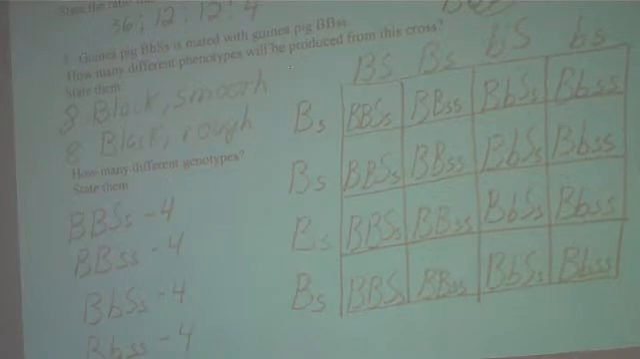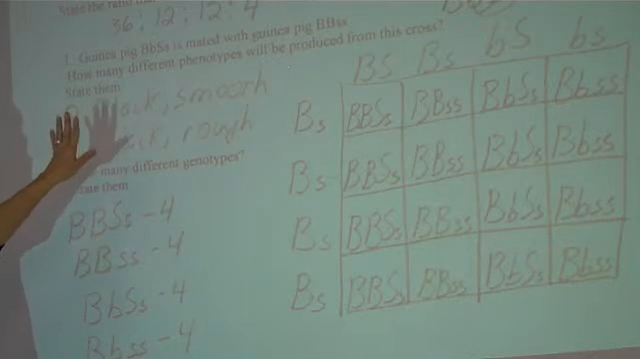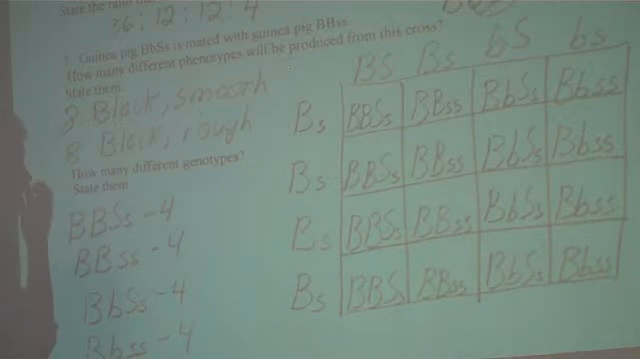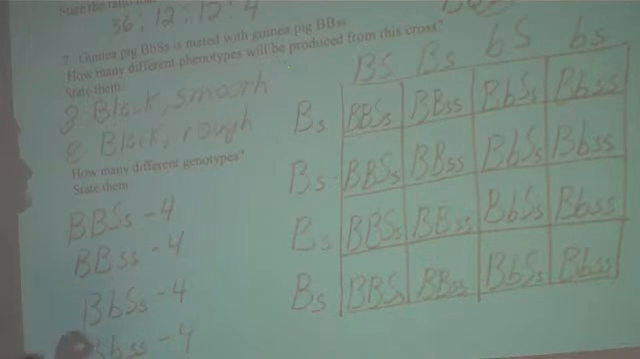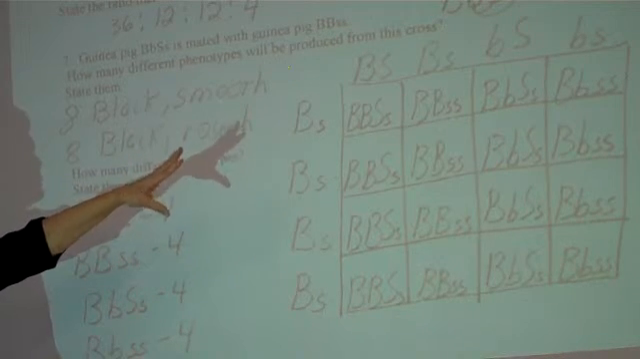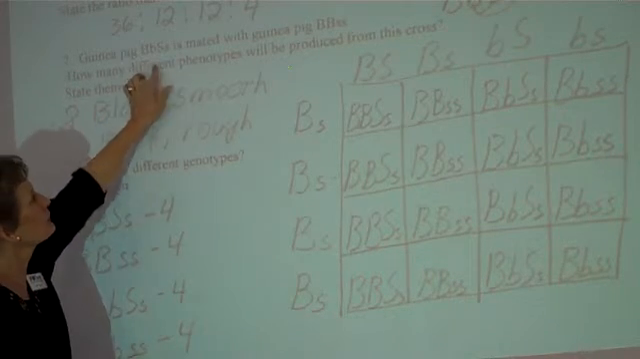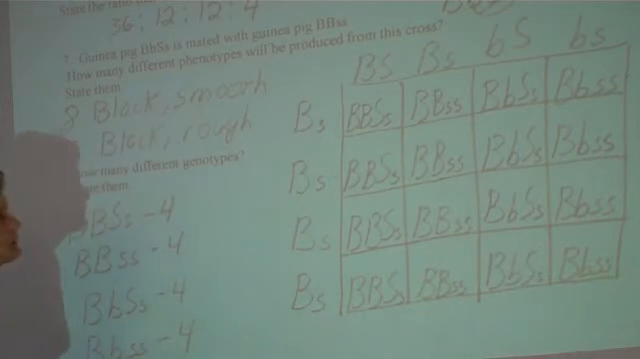This is our last problem. A heterozygous guinea pig, big B, big S, little s, is mated with a guinea pig that is homozygous dominant for B and homozygous recessive for S. Okay? So first thing you need to do is do what I do and figure out what your parent genotypes are going to be. And they're actually given to you in the problem. So all you need to do is put them over there.